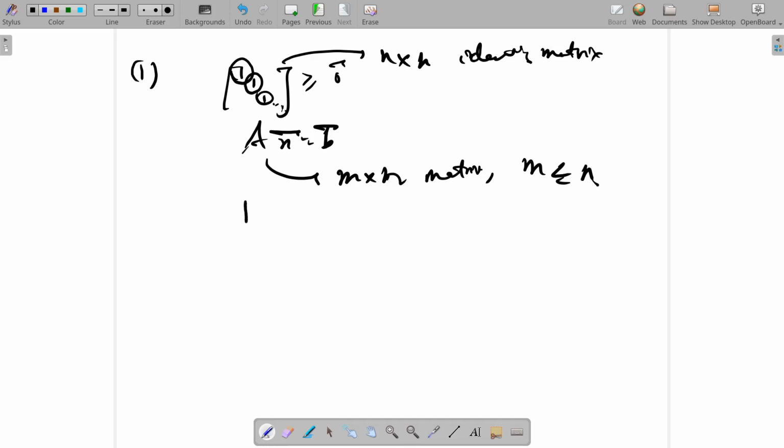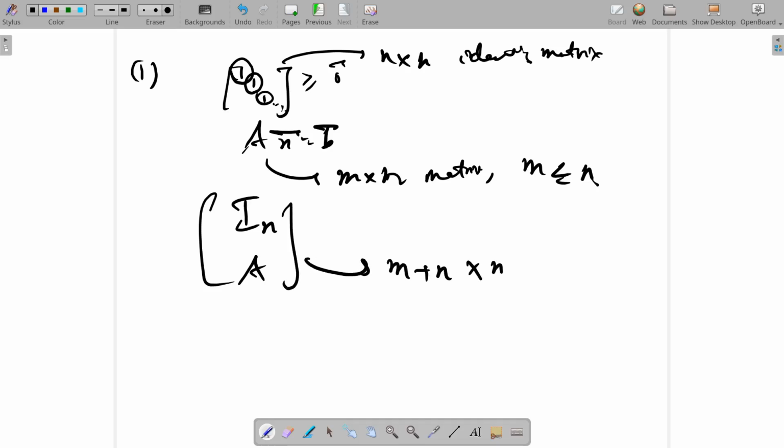So overall, if I do this, so this is I_n and A, this matrix has dimension (m plus n) times n, because m rows here and n rows here, and columns anyway, there are only n columns. So we have arranged all the sign constraints first and the equality constraints at the bottom. So this is just the notation. I'm setting up the notation.